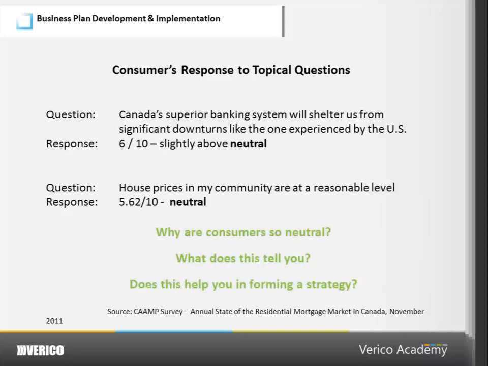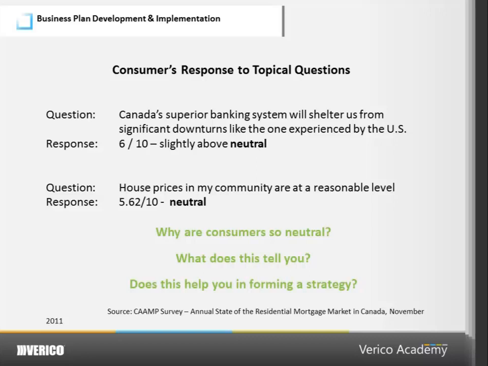Next question or statement, Canada's superior banking system will shelter us from significant downturns like the one experienced by the US. Again, a neutral response for the consumers surveyed. House prices in my community are at a reasonable level. Again, another neutral response by the consumers that were surveyed at 5.62 out of 10.